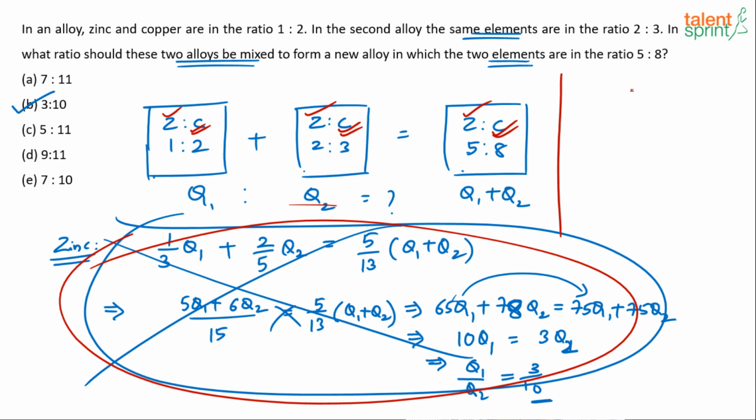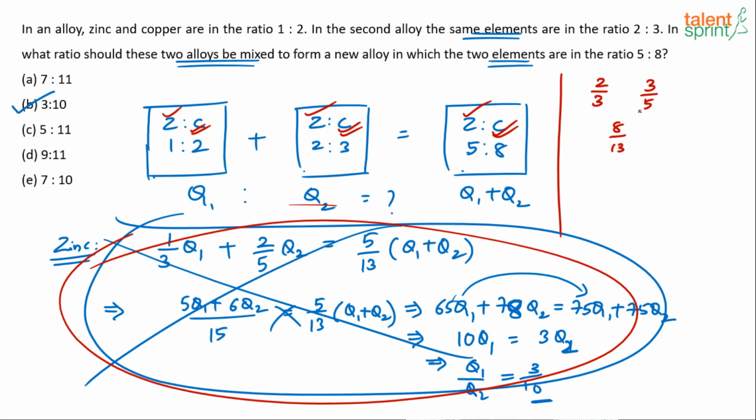So alligation rule says you first write the concentration from type 1. What's the concentration of copper? 2 out of 3. So 2 by 3. Then write the concentration from type 2. How much is it? 3 by 5. Don't write 3 by 2. 3 by 2 is the ratio itself. We want concentration of copper, proportion of copper. 3 parts out of 5 parts. Then write the concentration of copper in the mixture. 8 out of 8 plus 5, 13.